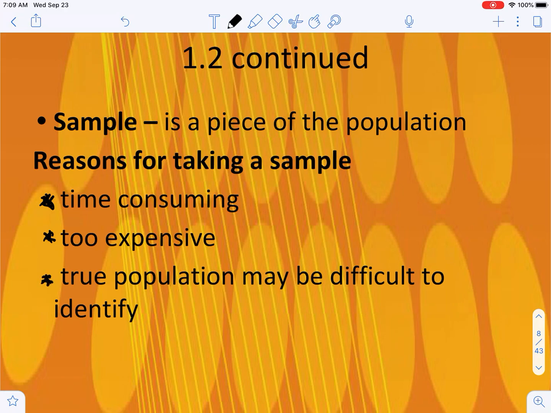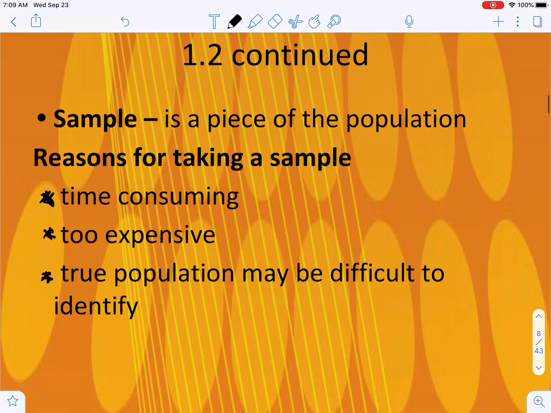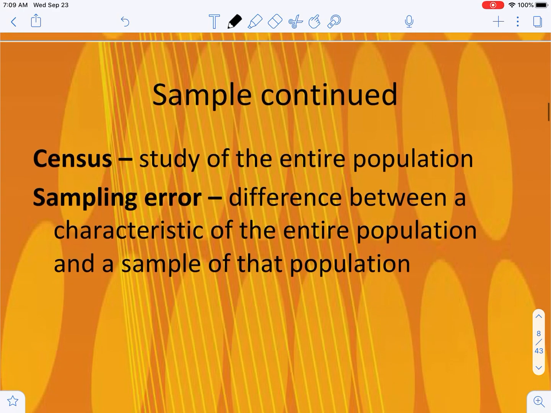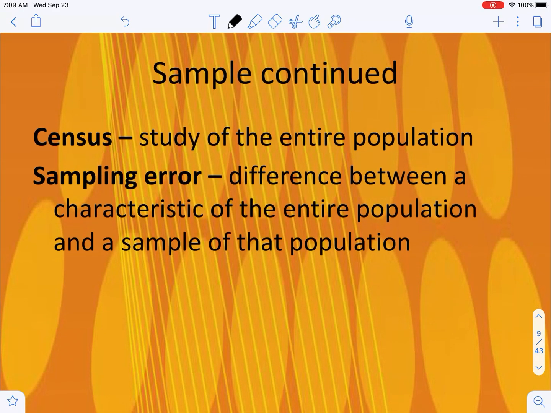If I said every single student across the United States, there may be some students who are homeless, and so you don't have any address for them. You couldn't reach them. There may be some that live in obscure places. So things like that, you can't actually reach everyone. So if you look at the reasons for taking a sample, it will come down to these three things: time, money, and the ability to actually sample everyone. When you take a census, which we're doing now, it is the study of the entire population.